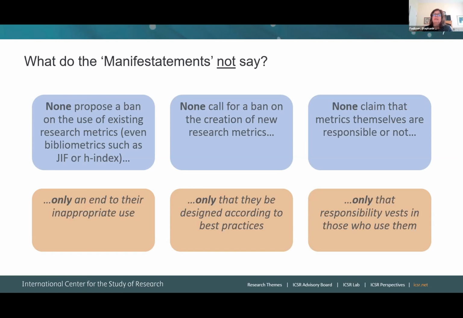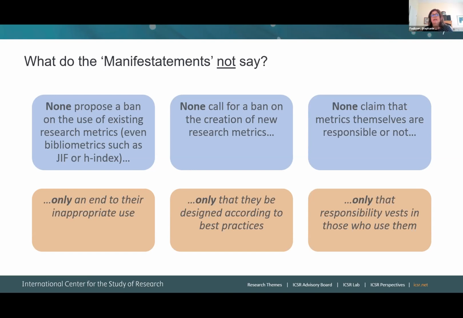But unfortunately, these manifesto statements themselves, especially DORA, come under fire and are often reduced to certain default positions that they're anti-H index or anti-JIF. So it's important to note that not one of these manifesto statements proposes a ban on any use of existing research metrics, even those metrics that can be seen as controversial, like the JIF or the H index. They only call to end the inappropriate use of these indicators. Remember that, the inappropriate use.